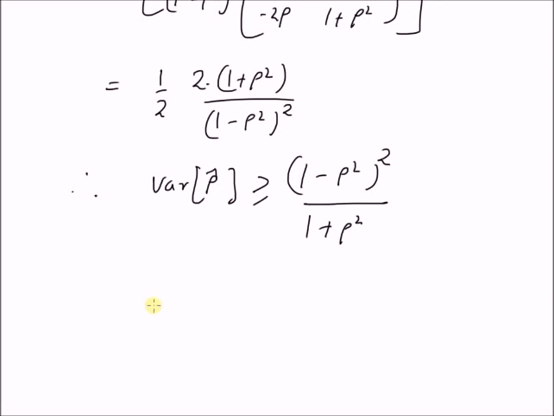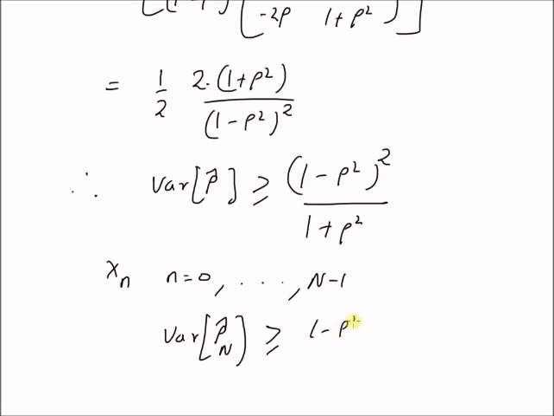And when you have n vectors, that is when we have xn where n is equal to 0 to N minus 1, that is when you have N observations of these vectors, then the variance of rho hat after N observations will become 1 minus rho square whole square divided by N times 1 plus rho square. This is true because the Fisher information basically gets multiplied by N when we have N observations of these vectors.